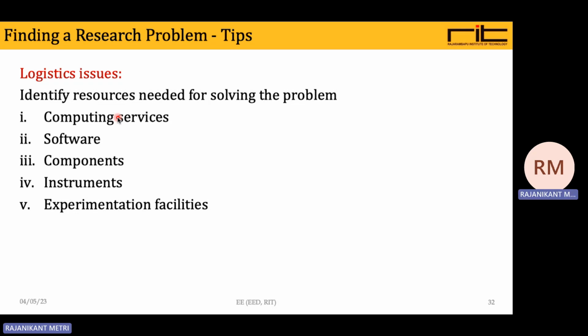Most of the times we have seen that in the private institutes, either software licenses are not there or some facilities are not available for experimentation, or the high-end computing facilities are also not there to run the high-end simulations. So these are all logistic issues. Special items may take longer to procure, and this is very difficult for the researchers. So one has to keep in mind these issues also and work on that particular research problem.